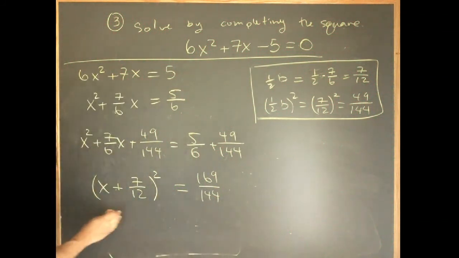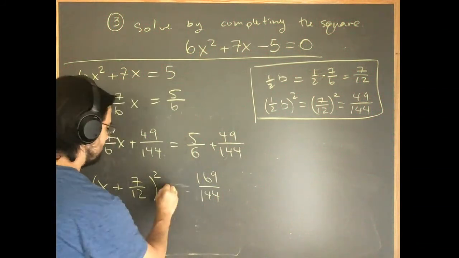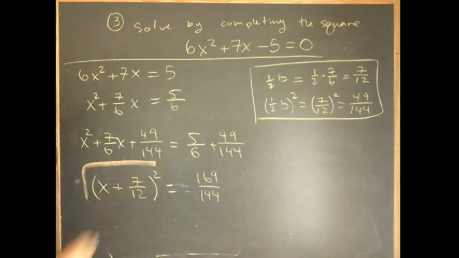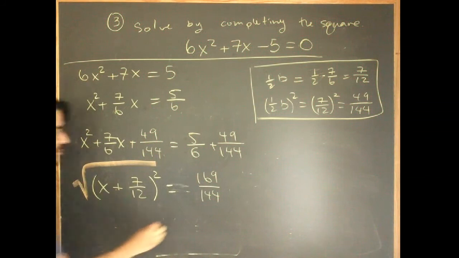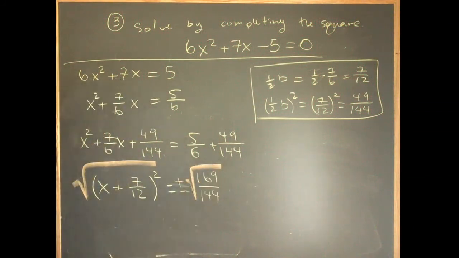So here, I'm going to take, let me move this equal sign over because we're going to have to put a plus or minus. Let me put it right here. So on this side, I'm going to take the square root of this side. Okay? That's a square root. And then we have to take the square root of this side. And we get a plus or minus.